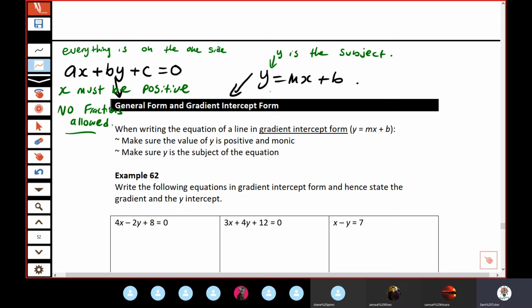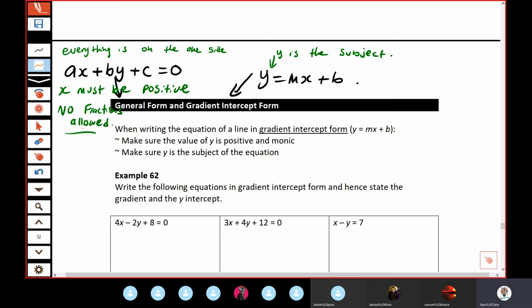Let's recap again. Gradient intercept form. Y equals mx plus b. X can be anything, positive, negative. M can be a fraction, it doesn't matter. B can be a fraction, it doesn't matter. The most important thing is that you've got y equals. Super important. In general form, everything has to be on the one side, x must be positive and no fractions are allowed.